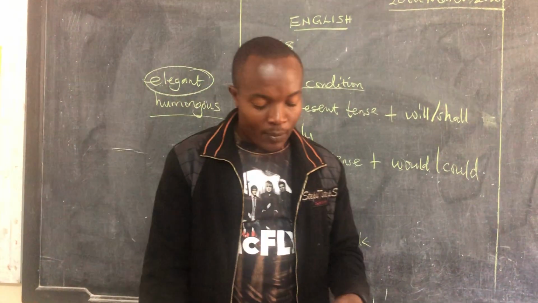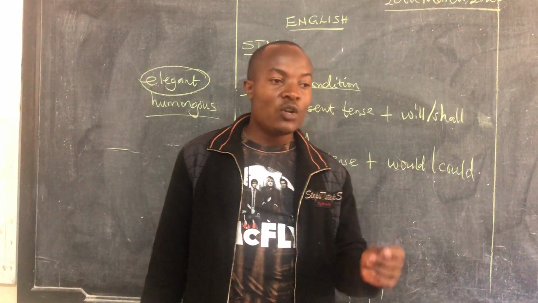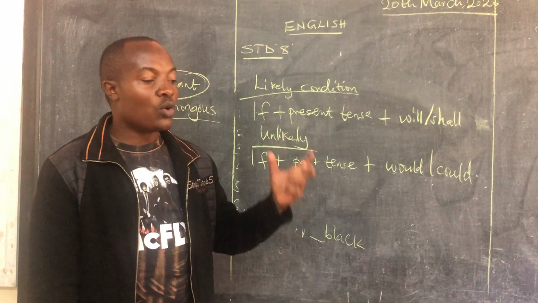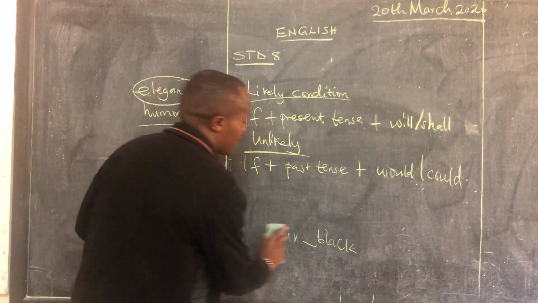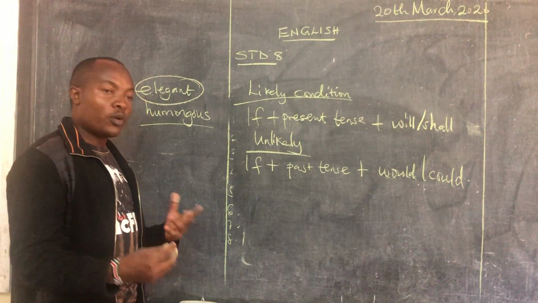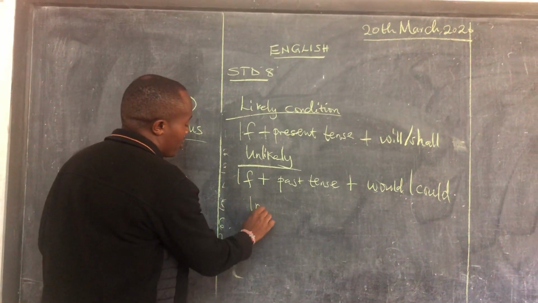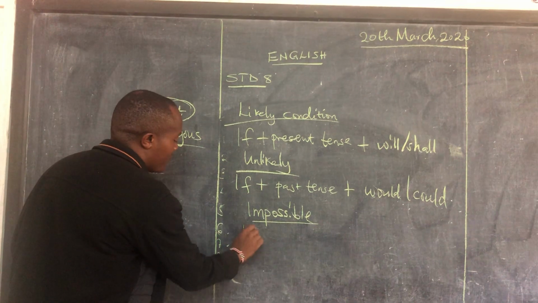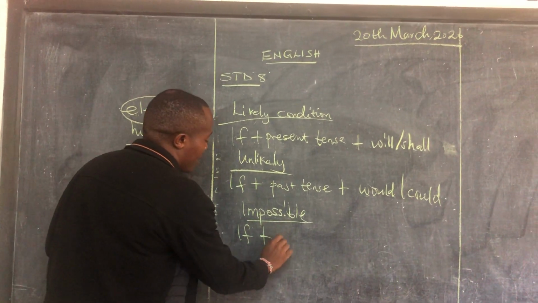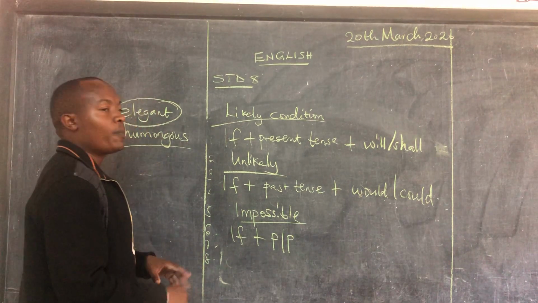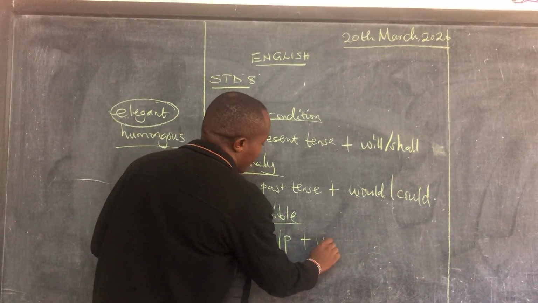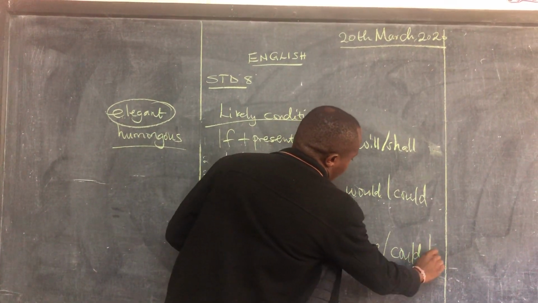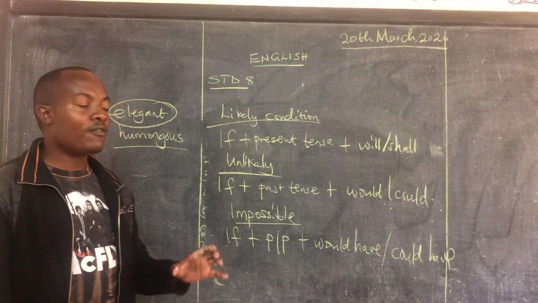Let's look at the part again in the broken passage. "If it had not been." Once you see the word "been," it ceases being past tense. It goes to the next condition, and that is the improbable or impossible condition, where we have if plus either past participle or past perfect, then plus would have or could have. Would have or could have.